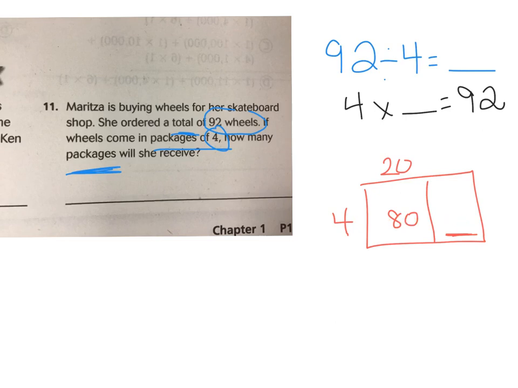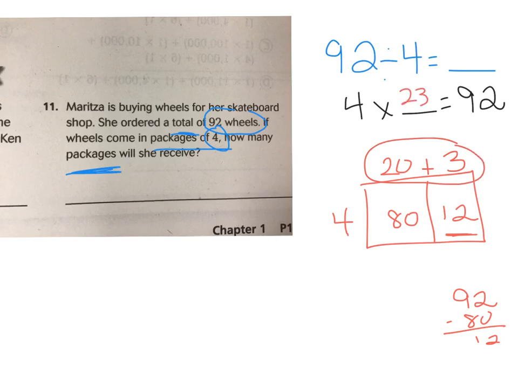If you're not sure how to do it in your head, just take 92 minus 80, and that'll tell you 12. Now, boys and girls, 4 times what will give me this 12? If you said 4 times 3, you are absolutely right. So let's add this up. 20 and a 3 gives me 23. So that's going to be 92 divided by 4 is 23. My distributive property to break it up is just going to be what we see here. 4 times 20 and 4 times 3.